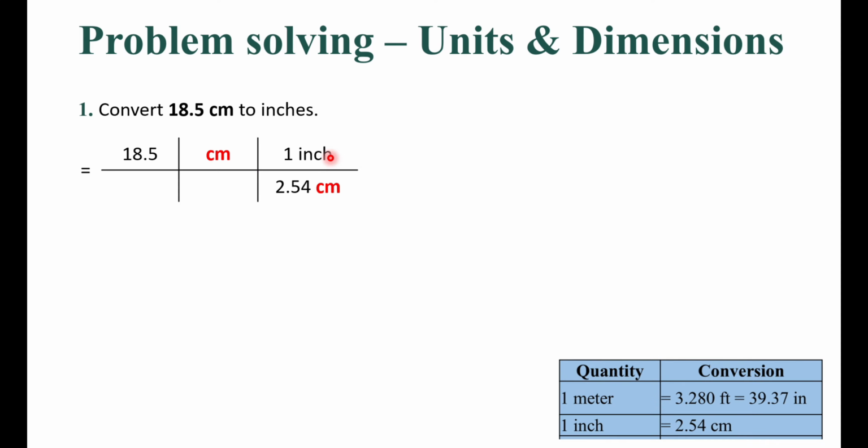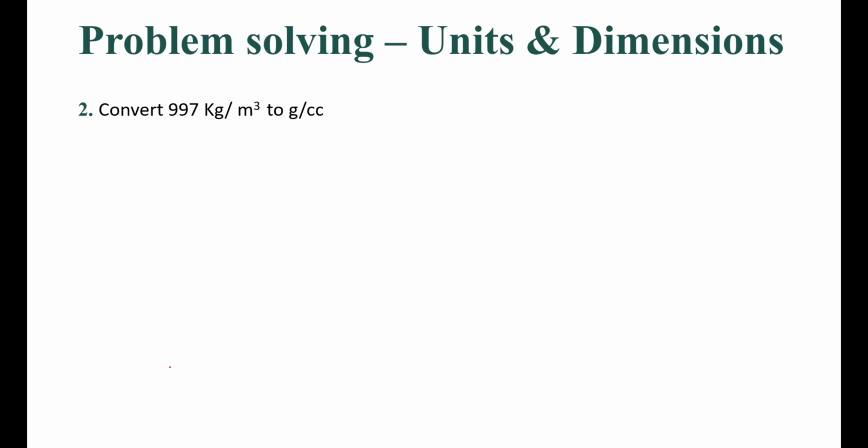This centimeter and the numerator centimeter I can cancel. So both can be cancelled and removed. The remaining terms we can combine and proceed with the calculations. So it's going to be 18.5 divided by 2.54 inch, which gives us 7.28 inches. So we converted 18.5 centimeter to inches, that is, 18.5 centimeter is 7.28 inches. The same method of solving we're going to use for different questions now. Let's move on to the next question.